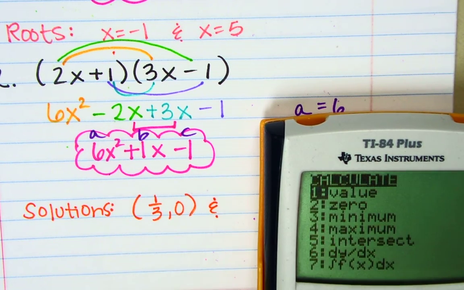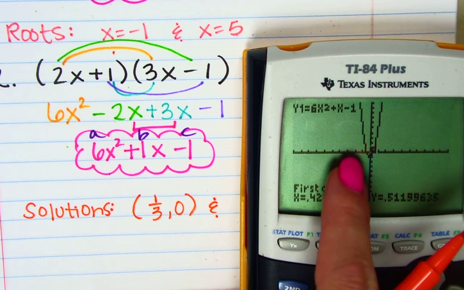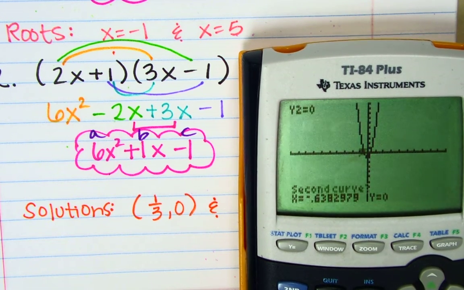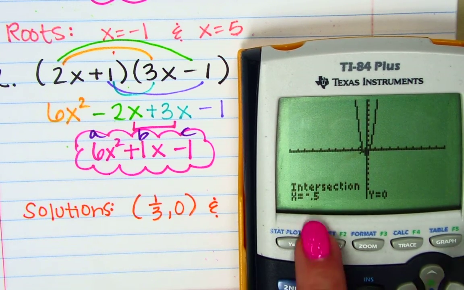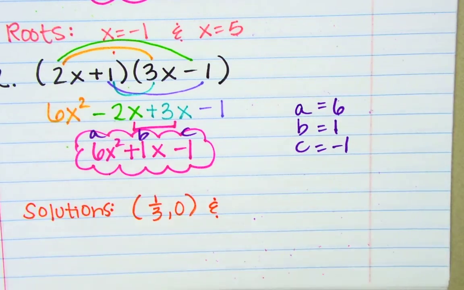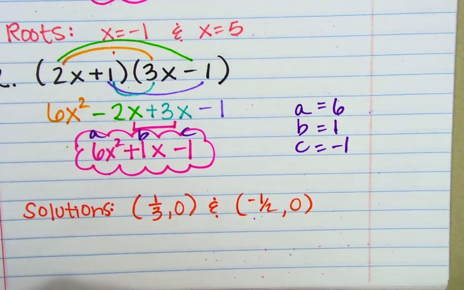Okay, I'm going to do second trace 5. Now I need to move it over here to this side, the negative one. We found the positive one. I need to move it over to the left. And I get negative 0.5. Okay, what's 0.5? A half, right? So it's going to be negative 1/2, 0.